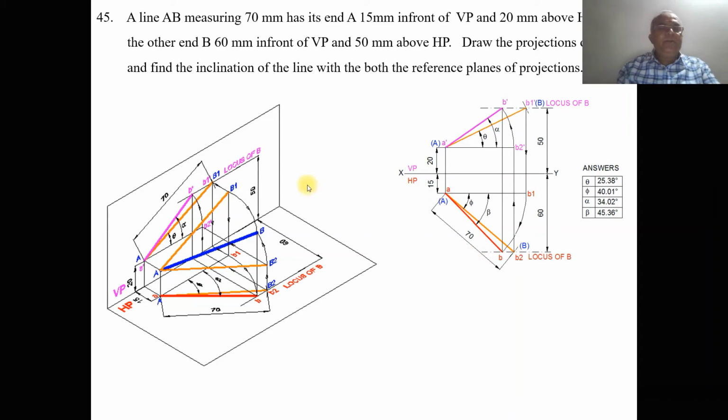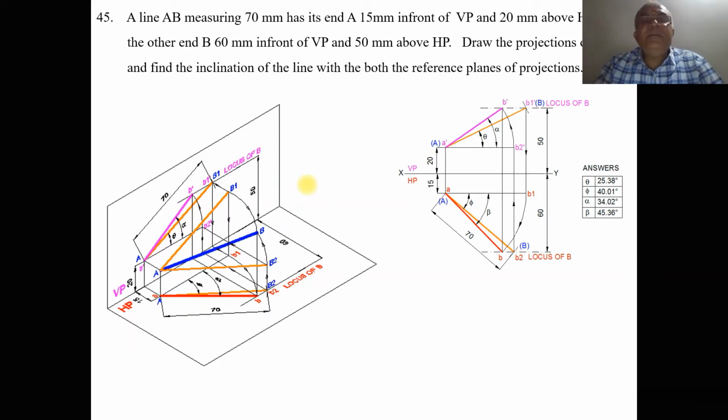Now, in this video, we are going to take up one more problem on projections of lines. This is problem number 45. A line capital AB measuring 70 mm has its end A 15 mm in front of VP and 20 mm above HP, and the other end B 60 mm in front of VP and 50 mm above HP. Draw the projections of the line and find the inclination of the line with both the reference planes of projection.